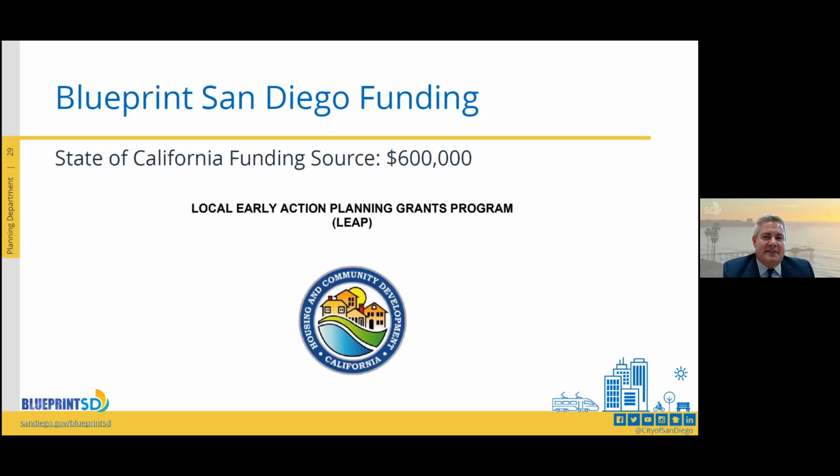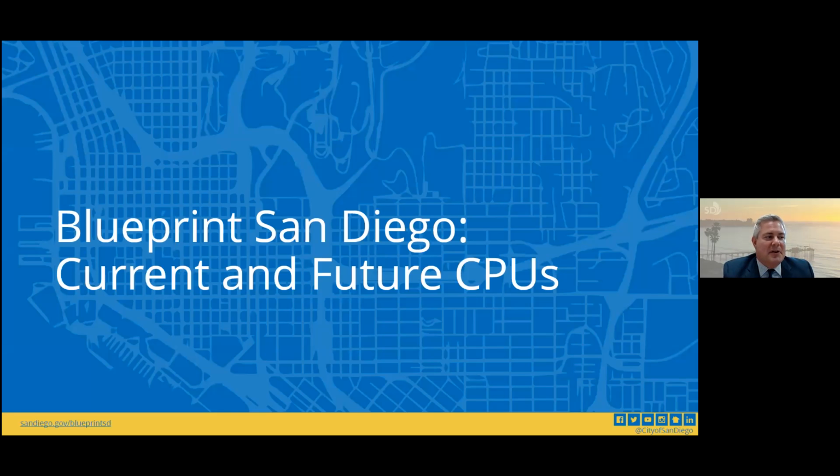Blueprint San Diego is funded by a grant from the state of California's Department of Housing and Community Development. The Local Early Action Planning Grant Program is intended to assist local governments in the preparation of documents that accelerate housing production to meet their housing goals. The city applied for and received a LEAP grant earlier this year and is allocating $600,000 of the grant to this effort. And now I'll hand it back to Tate to discuss the impact Blueprint SD will have on community plan updates.